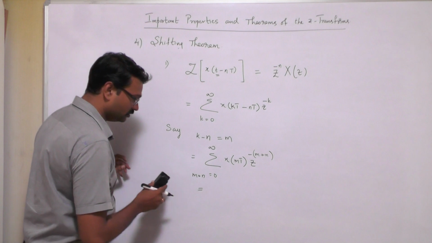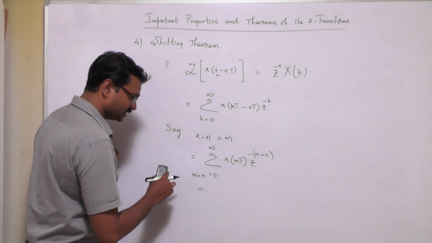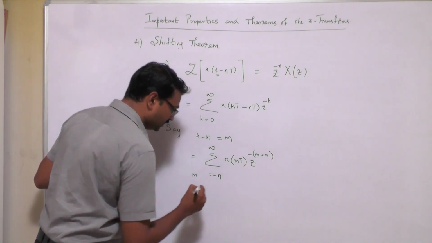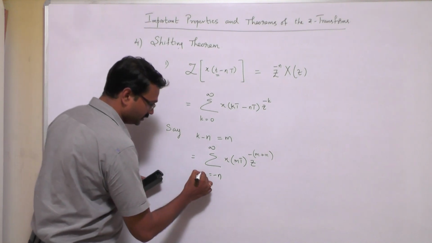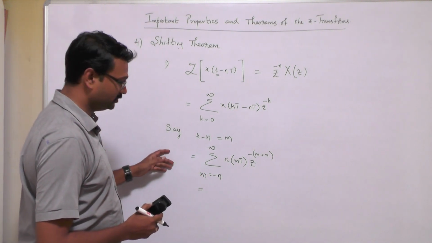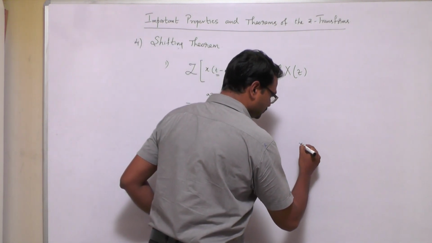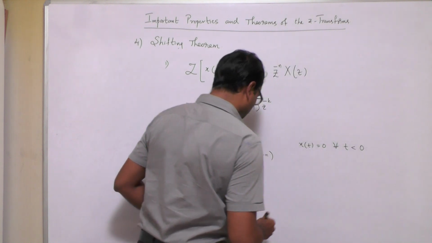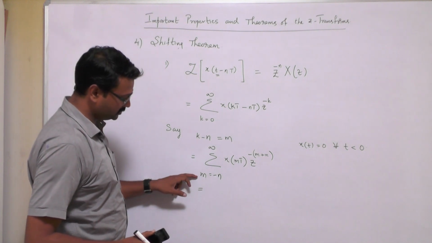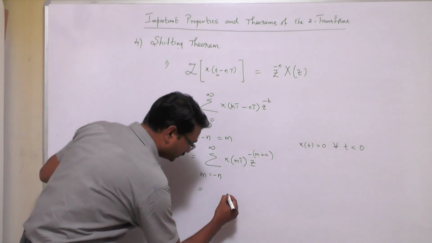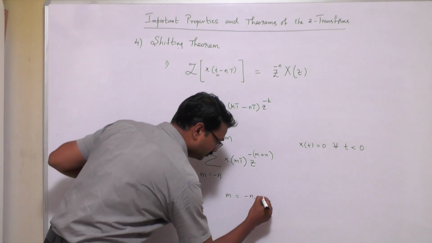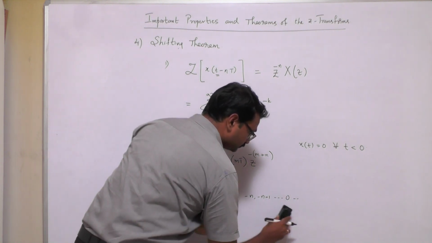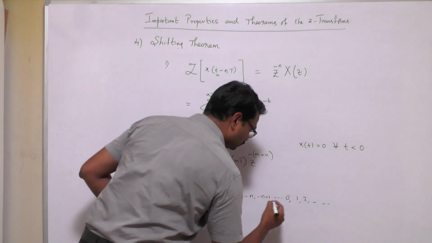The lower limit k equal to 0 becomes m plus n equal to 0, so taking n to the right hand side, m is equal to minus n. So m goes from minus n to infinity, and for all our cases we have considered x of t is equal to 0 for all t less than 0, that is, for all negative values of m. So m is going from minus n, minus n plus 1, and so on, 0, 1, 2, and so on.